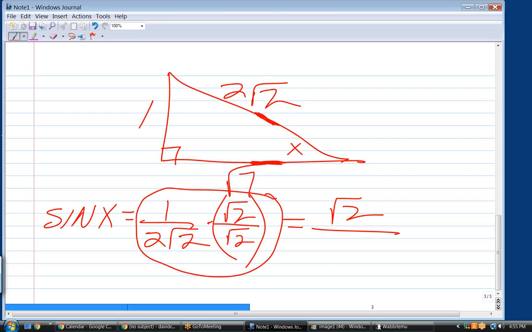2 square root 4. Simplify it. 4. Okay. That's what you get. So that is a proper answer to this question.